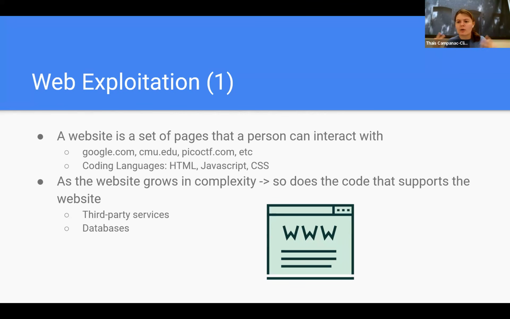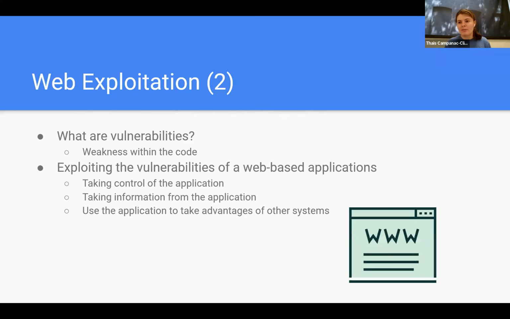So now we understand that a website can get pretty complicated. We can utilize a lot of different features and incorporate so many things into a website and make it very complex. But with complexity come vulnerabilities, or weaknesses, within the code. These weaknesses can come from ourselves, the people who made the code, from the third-party services, or from the way we set up our databases and how we interact with them. All of these can be a weakness within our code.